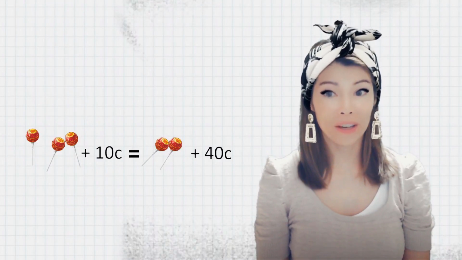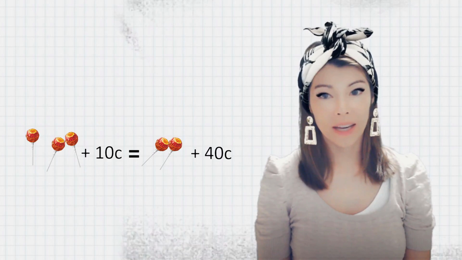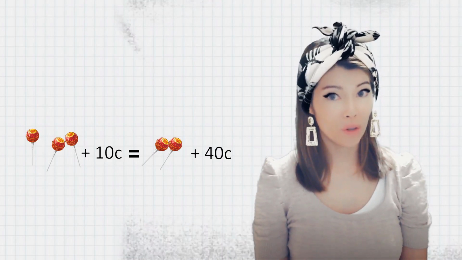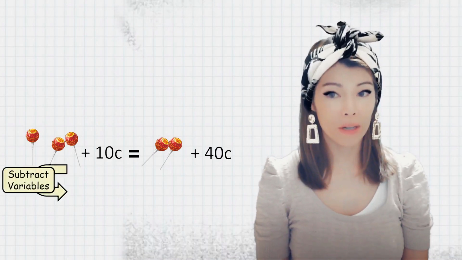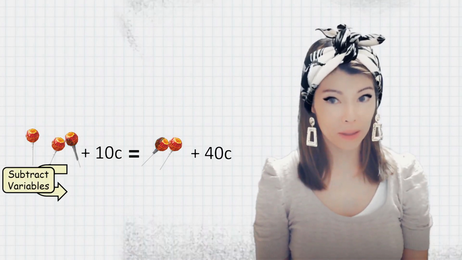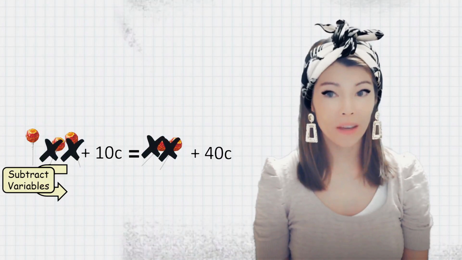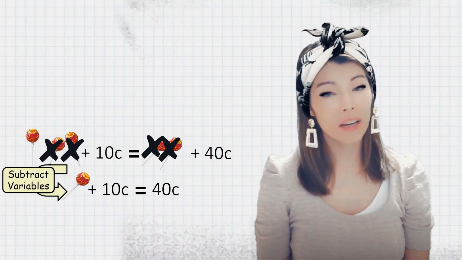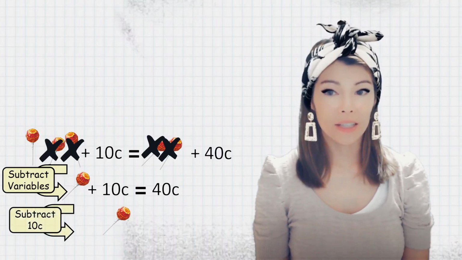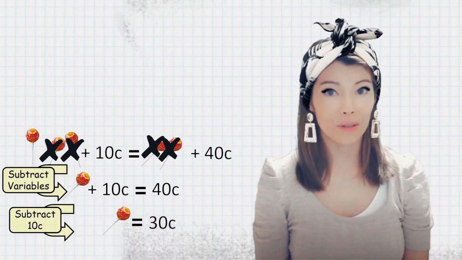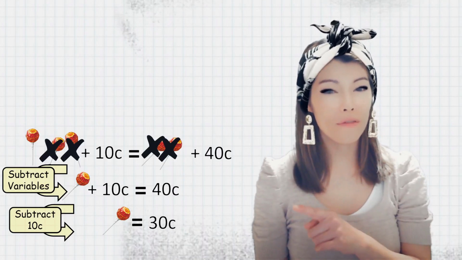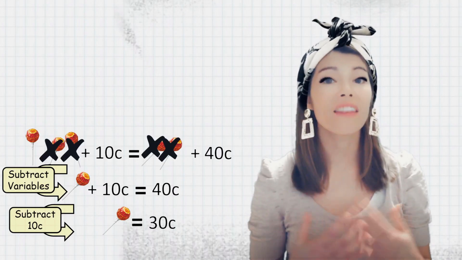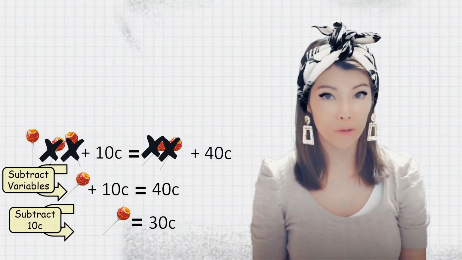What about this equation? We have 3 Chupa Chups and 10 cents is equal to 2 Chupa Chups and 40 cents. So what do we do first? We get rid of the common variables, or the 2 Chupa Chups, like we've been doing before. And now we have 1 Chupa Chup and 10 cents is equal to 40 cents. Then we can get rid of the 10 cents on both sides. So now we have 1 Chupa Chup is equal to 30 cents. So remember that first step where we got rid of the chocolates or the Chupa Chup, the item or the unknown. We got rid of the variable first.